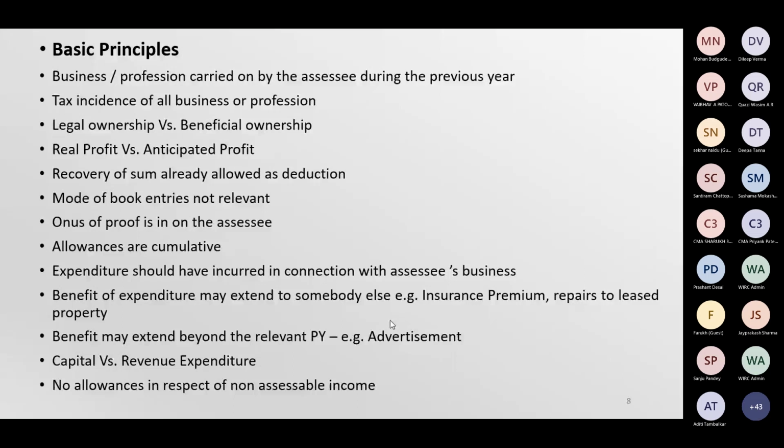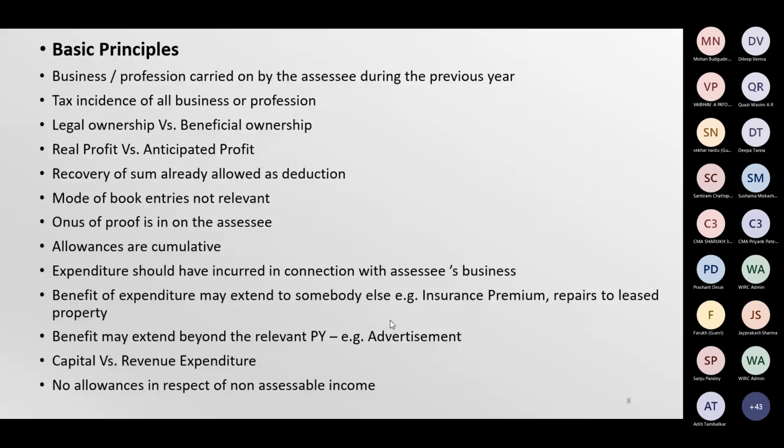Allowances are cumulative, and the expenditure should have been incurred in connection with assessee's business. Though this is a principle, in a few sections, though the expenditure is not related with the assessee's business, still you can get a deduction, that we'll see at the appropriate place. But as a principle, the basic principle is expenditure should have been incurred in connection with assessee's business. Then a benefit of expenditure may extend to somebody else.